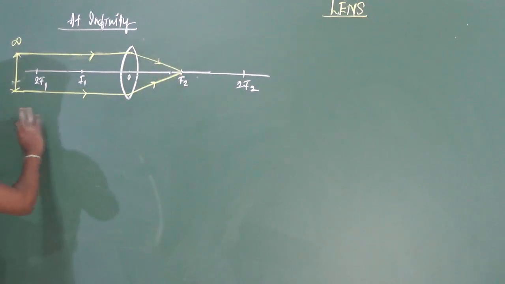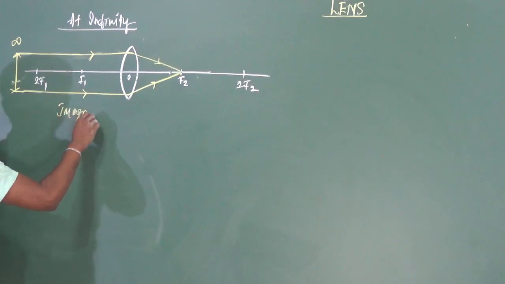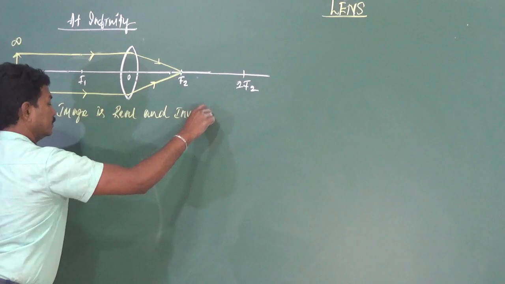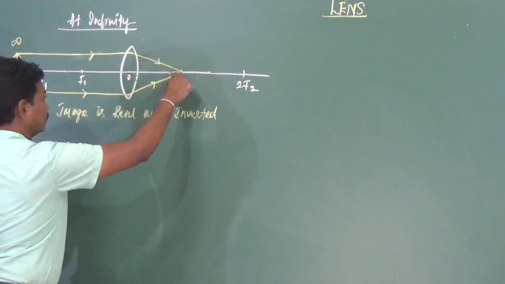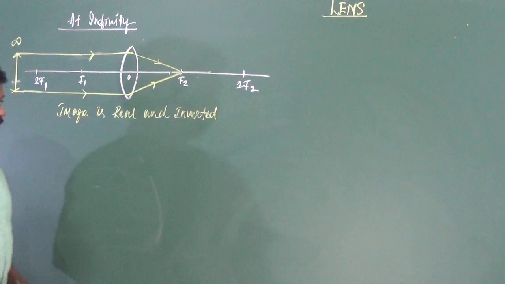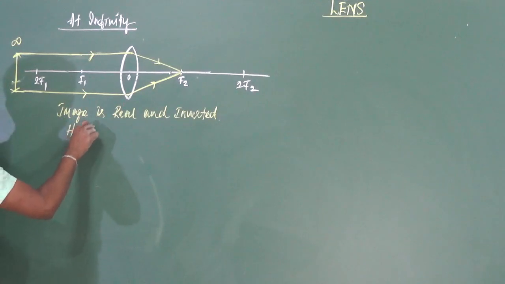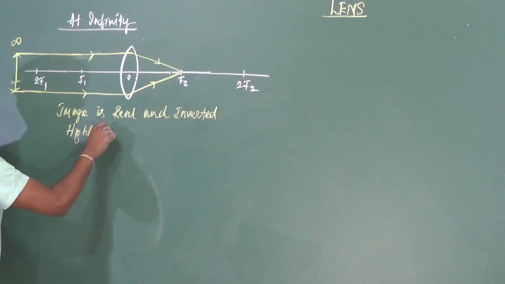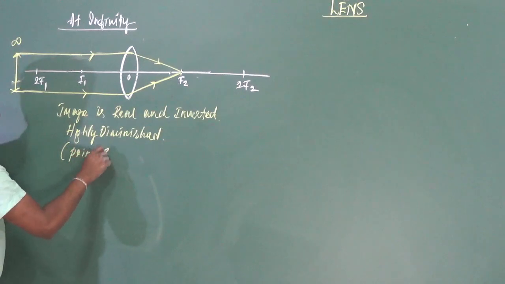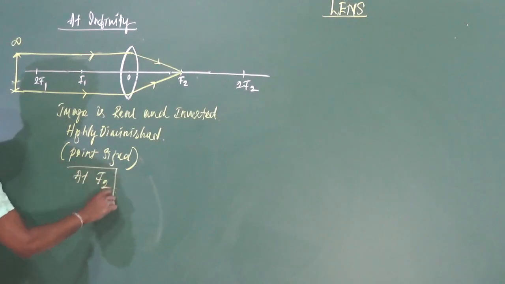Therefore, let us write the characteristics of the image formed. The image is real and inverted, because two light rays are actually going to meet at this point. Therefore, at that point a real image is formed. Real images, as we know, are always inverted. Now, what about the size of the image? The size of the image is highly diminished, or you can write it as point sized. It is formed at F2.